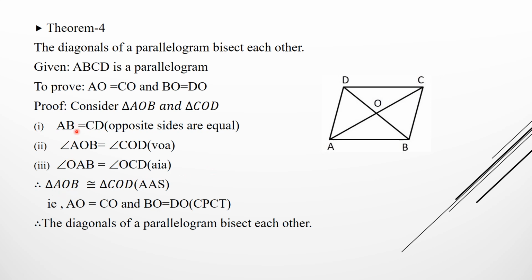Therefore, using the three conditions given above, we can write triangle AOB is congruent to triangle COD, using AAS congruency. Therefore, we can write AO is equal to CO and BO is equal to DO, using the condition corresponding parts of congruent triangles. Therefore, we can say the diagonals of a parallelogram bisect each other.